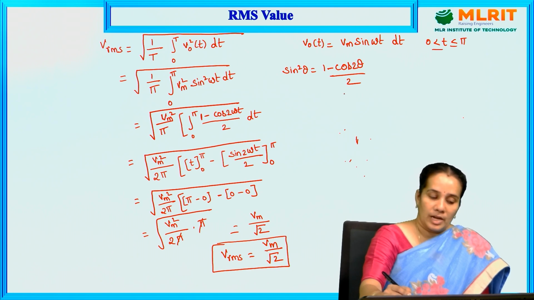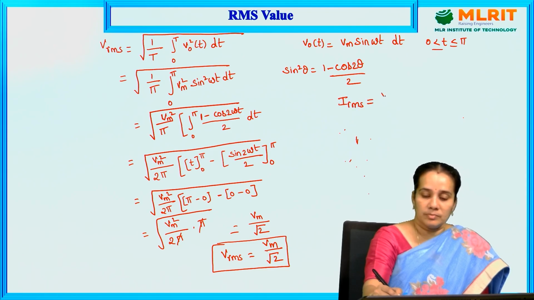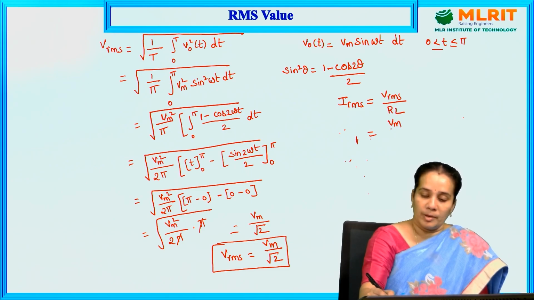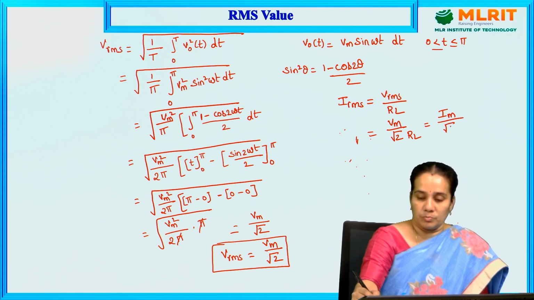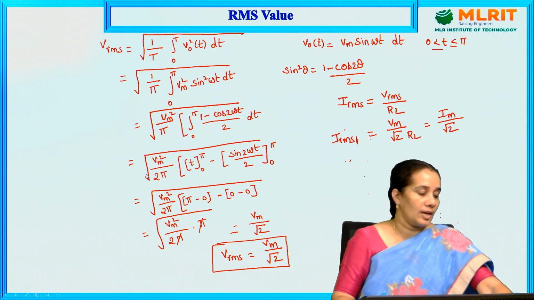Now we have to calculate the IRMS value. IRMS means Vrms by RL. So what is the Vrms value we get? Vm by root 2 into RL. Vm by RL is nothing but Im, so Im by root 2. That is nothing but the IRMS value. This is about the RMS value.